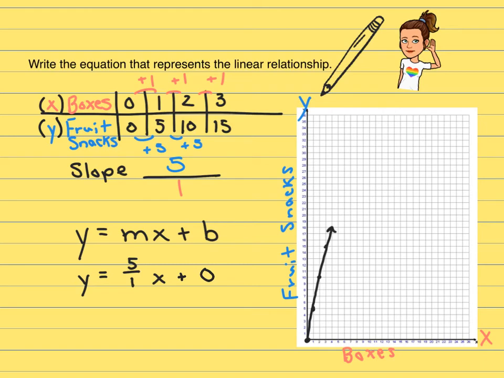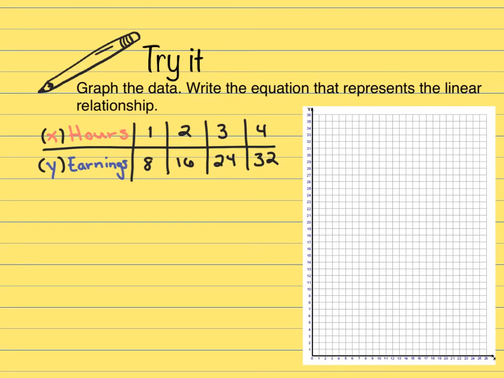Now there's a couple things we can do to simplify our equation. We're still going to write y equals, but 5 first can be simplified to just 5 times x, and we really don't need to write that plus 0. So our equation that represents this linear relationship is y equals 5x. It's your turn to try it again. Graph the data, write the equation that represents the linear relationship. Pause the video, and when you're ready, press play and we'll go through the problem together.